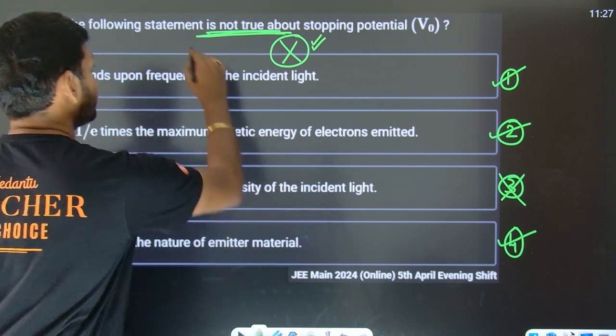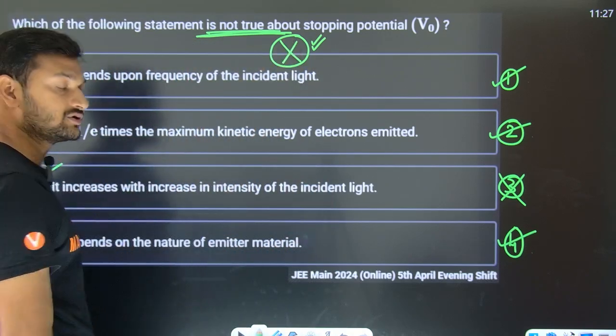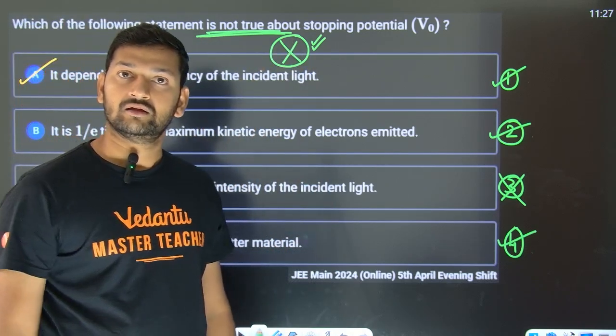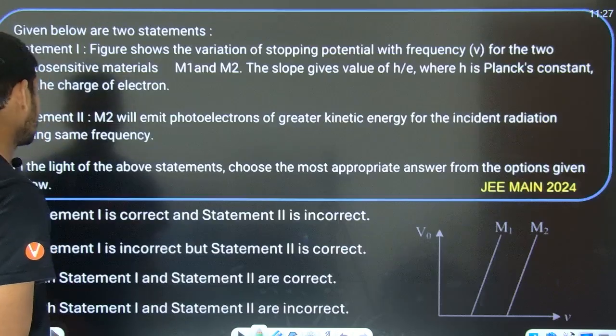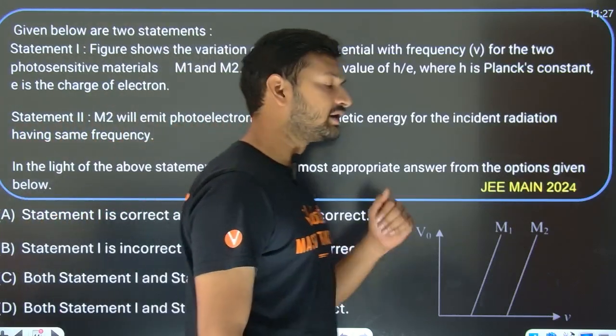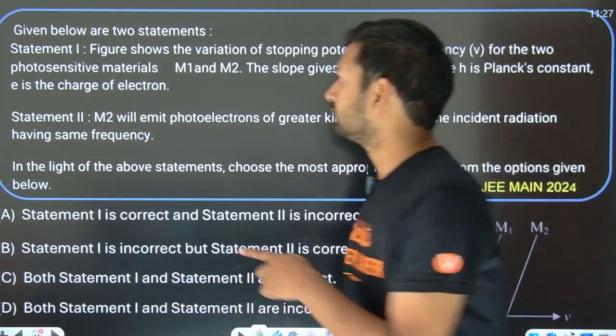So you have to mark which is not true. So C is not true. That's how you have to do it, logically. Now look.